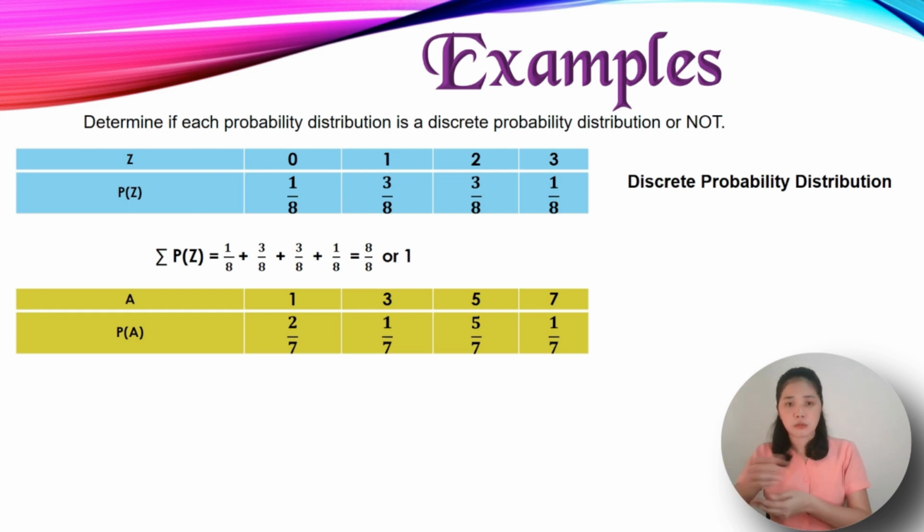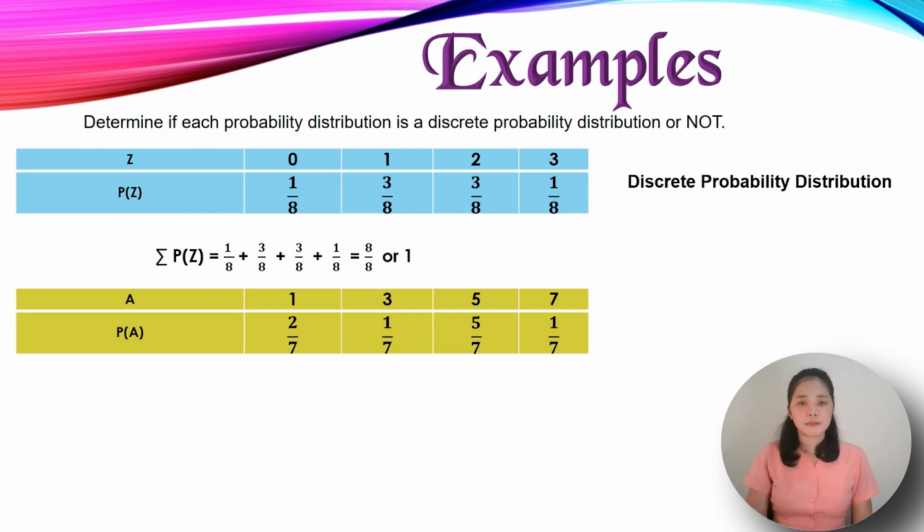Next is the yellow table. We have here A, and then we have the probability of P of A. So for 1, we have 2/7. For 3, we have 1/7. For 5, we have 5/7. And for 7, we have 1/7.